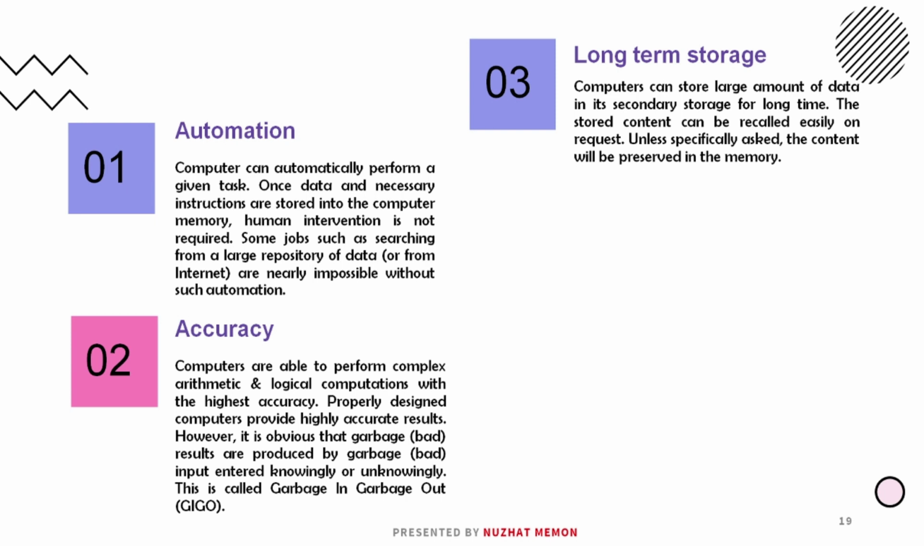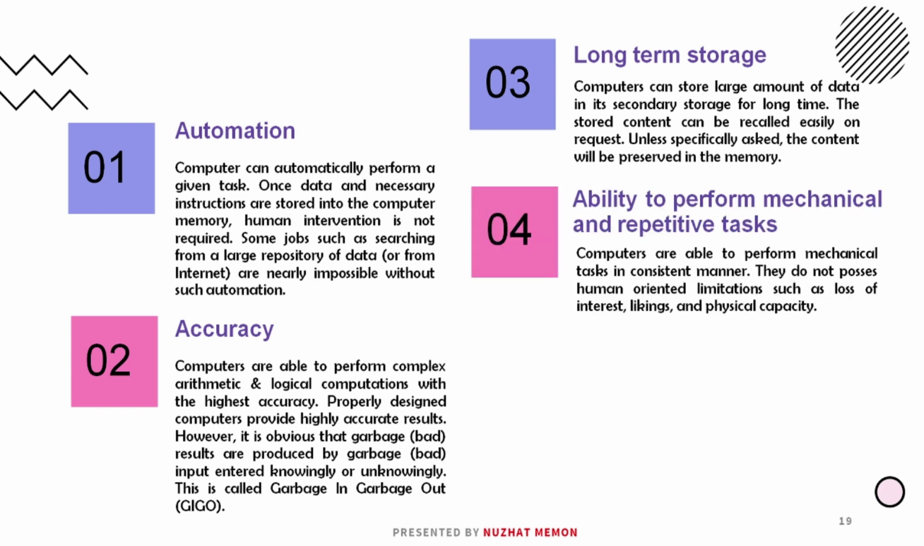Next is long-term storage. As you know very well, the computer has an inbuilt primary memory where you can store your data. In case you want to store a large amount of data, then you can go for secondary storage that can store a large amount of data and that also for a long time. The stored content can be recalled, or you can get it back whenever you request it.